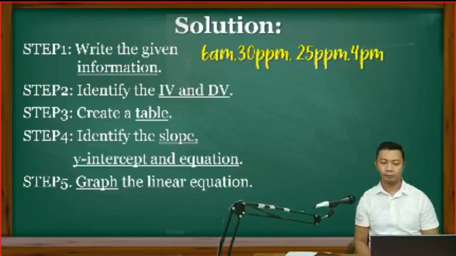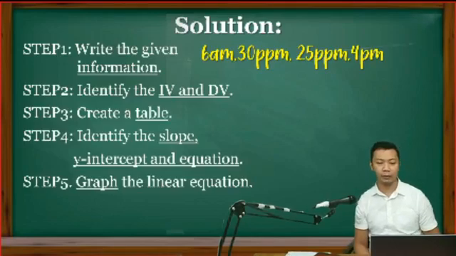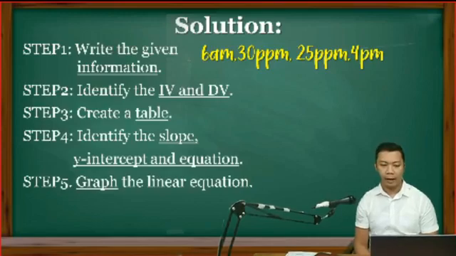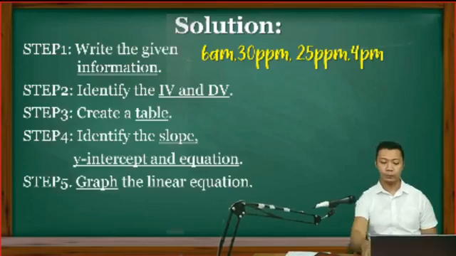So, step 1, that's the given information. We have the important things: 6 a.m., 30 ppm or 30 parts per million, 25 ppm or 25 parts per million, and 4 p.m. So we have two important hours, that's 6 a.m. and 4 p.m. As well as the level of our pollution, 30 ppm and 25 ppm. Which one is the initial air pollution on air, and how much will be added to our air pollution for every hour.